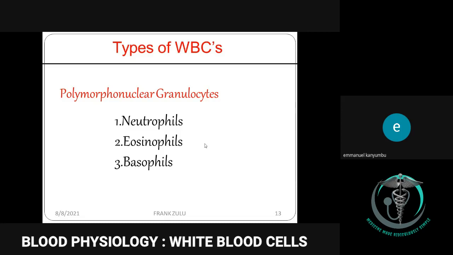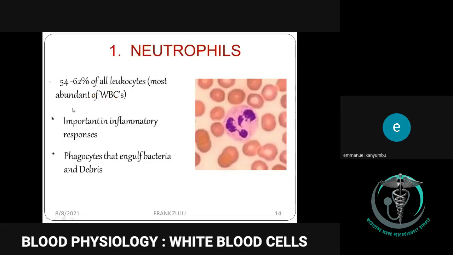Polymorphonuclear granulocytes, look at the word here. Poly means multiple, morpho means different types of nuclei. And that is how we differentiate neutrophils, eosinophils, and basophils. I used to remember it as Ben. These have granules present in their cytoplasm. But how we differentiate them is based on the structure of their nucleus, morpho, and how many nuclei they have. That's poly, so they usually have multiple.